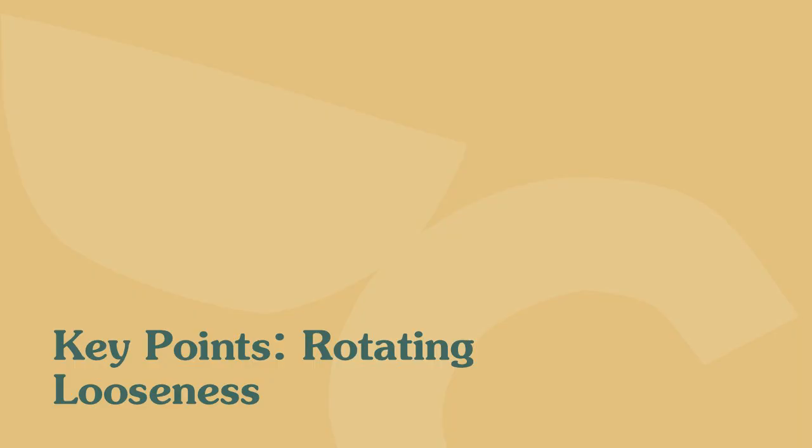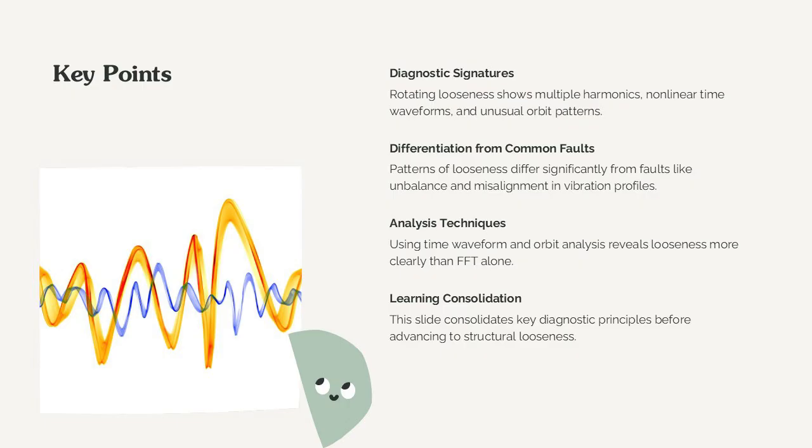Key points: rotating looseness. This slide summarizes the essential diagnostic signatures of rotating looseness. It reinforces the presence of multiple harmonics, nonlinear behavior in the time waveform, and unusual orbits as the primary indicators. Analysts are reminded that these patterns differ substantially from common faults such as unbalance or misalignment.